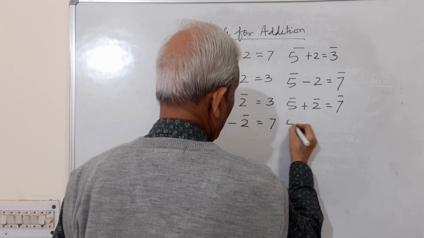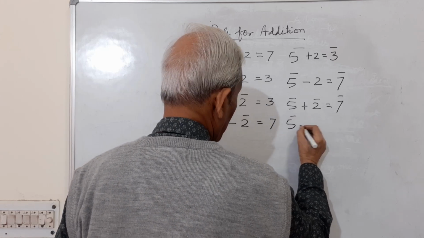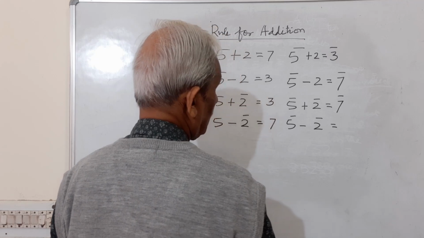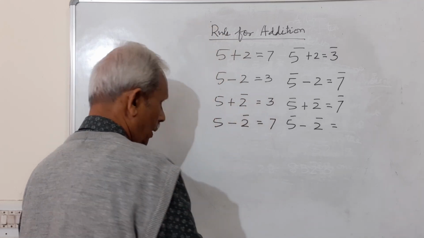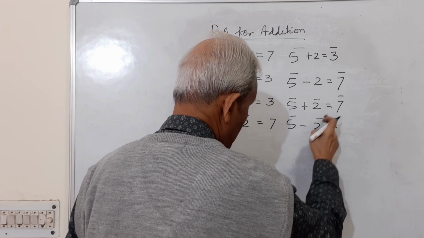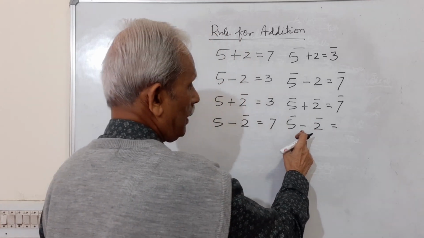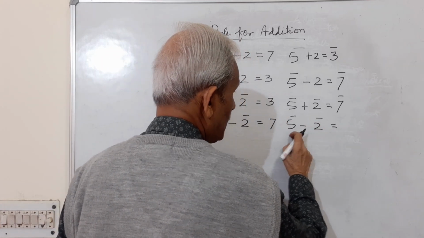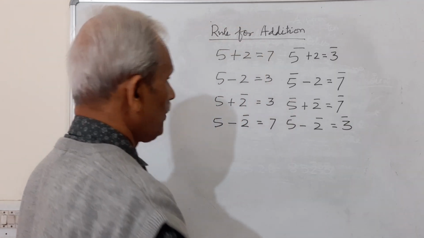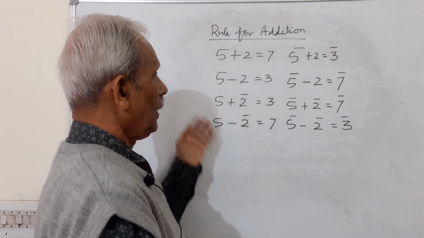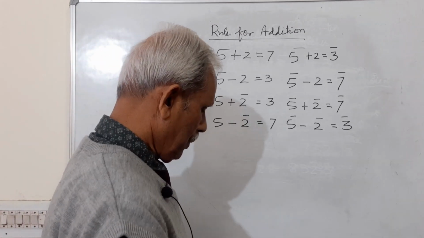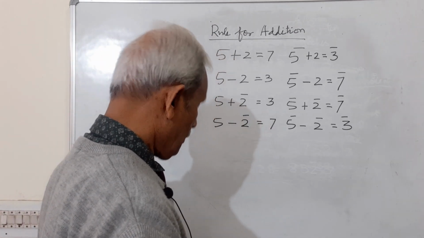But if it is 5 bar minus 2 bar, then what? 5 bar minus 2 bar, minus 2 bar, minus 2 is plus. So 5 bar plus 2 is 3 bar. So just follow this very carefully, because while applying vinculums, you will be using these things. Many times you have to add or you have to subtract.